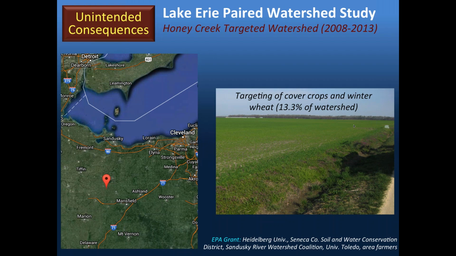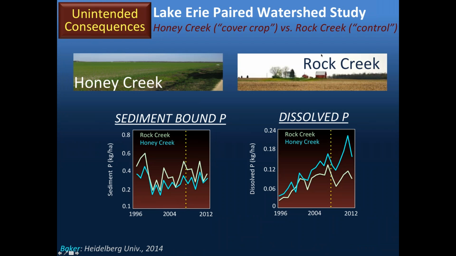What they found was that when they implemented them in Honey Creek and Rock Creek, they basically kept Rock Creek as a control. When they looked at the sediment-bound phosphorus in these flat landscapes, over time the losses basically didn't really change after they implemented these best management practices, the cover crops and the no-till. So you see that with the sediment-bound phosphorus. The yellow line here is when they implemented it.